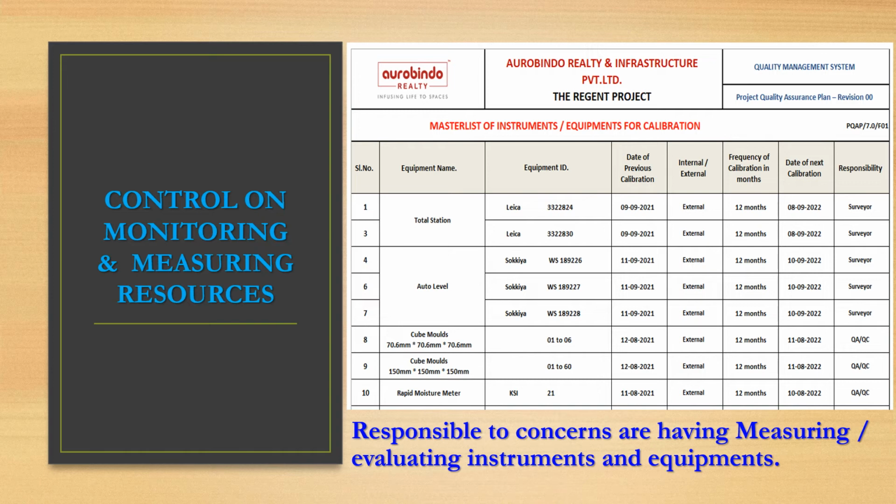It is very important to monitor the measuring devices because if one is faulty, it will give false reports and affect the product quality. For example, if the total station is faulty, we won't get correct coordinate markings. If the auto level is faulty, we won't get the correct levels. So it is very important to calibrate all the measuring devices periodically as per the requirements.